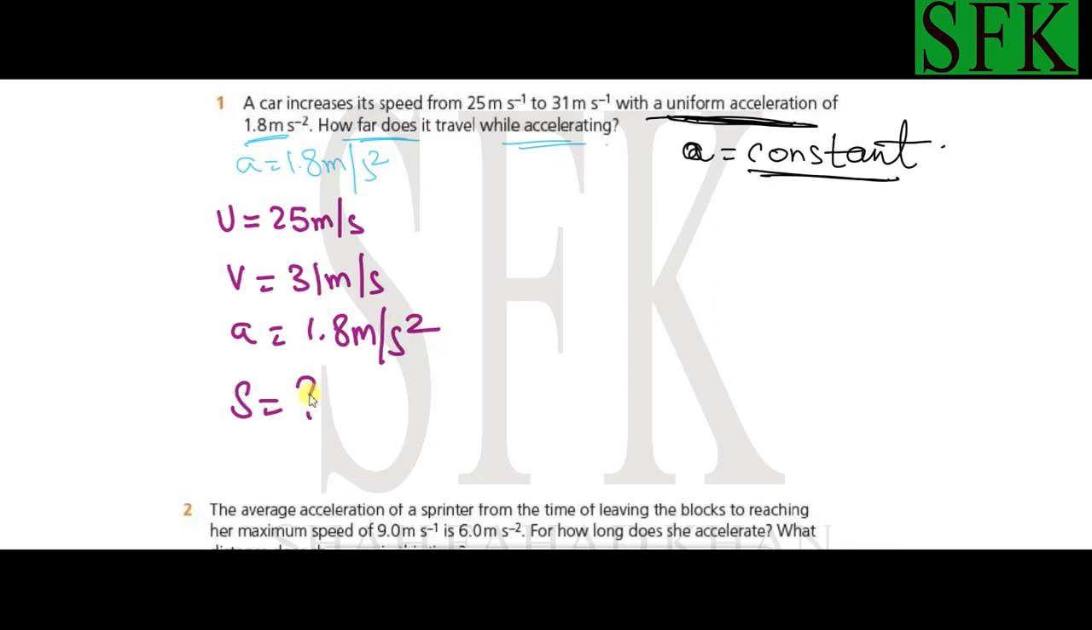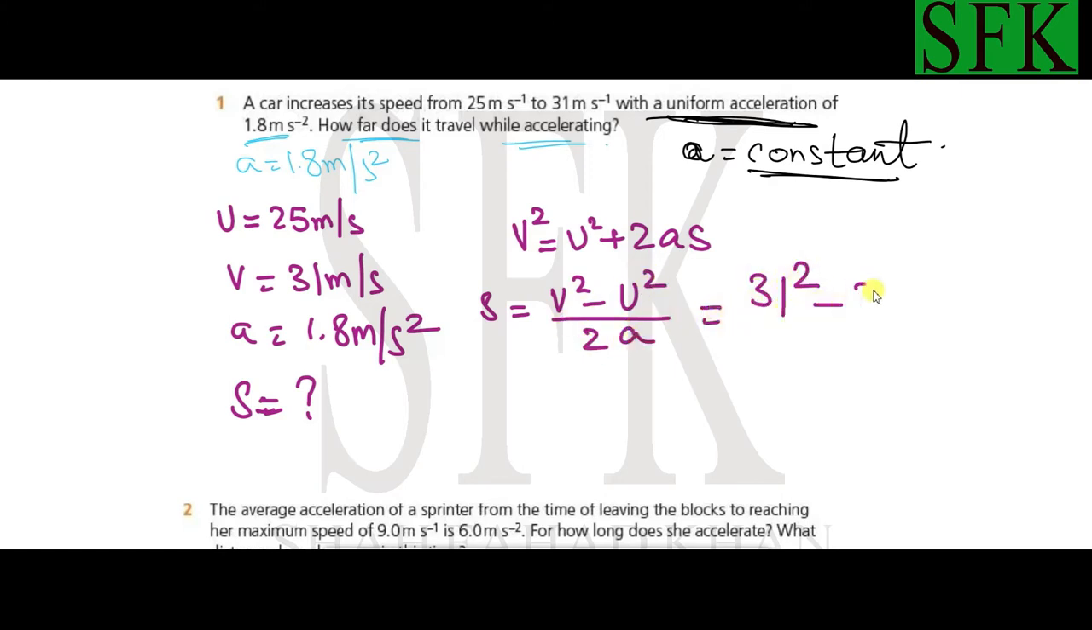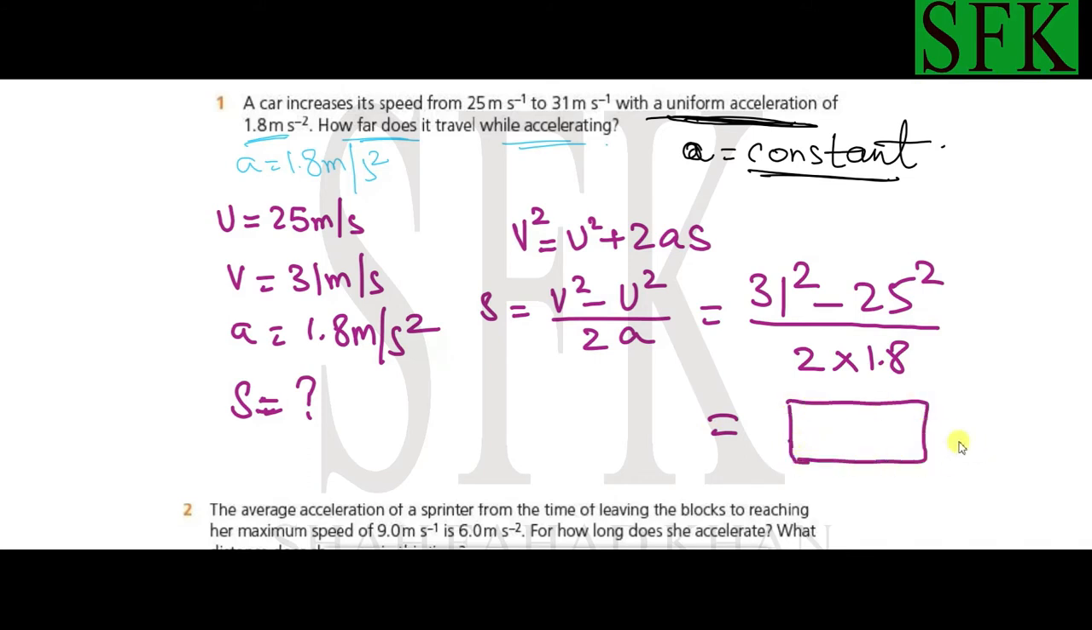The only equation of motion that does not involve time is v squared equal to u squared plus 2as. Rearrange it to find s. s is the displacement, so s is equal to v squared minus u squared upon 2a. That is 31 squared minus 25 squared upon twice of 1.8, and whatever answer we get will be our answer in meters.